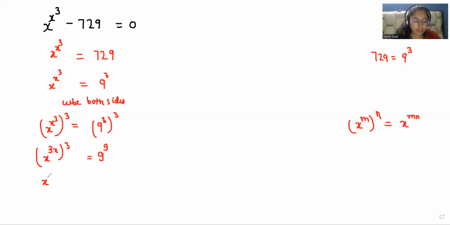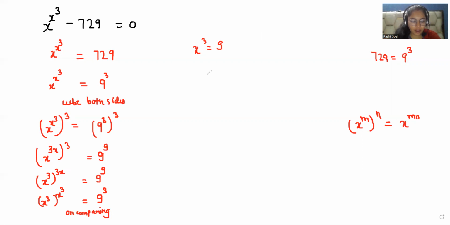So I can write it as x^(3·3x)... that is, (x^3)^x to the power 3, is equal to 9^9. So now on comparing both sides, the value of x cube is 9. And we have to find the value of x.